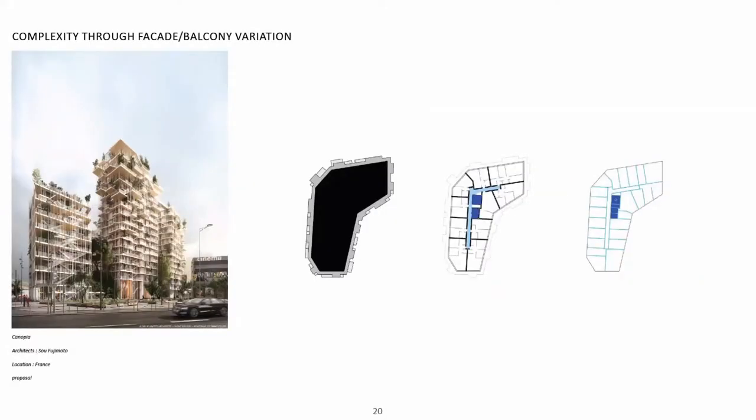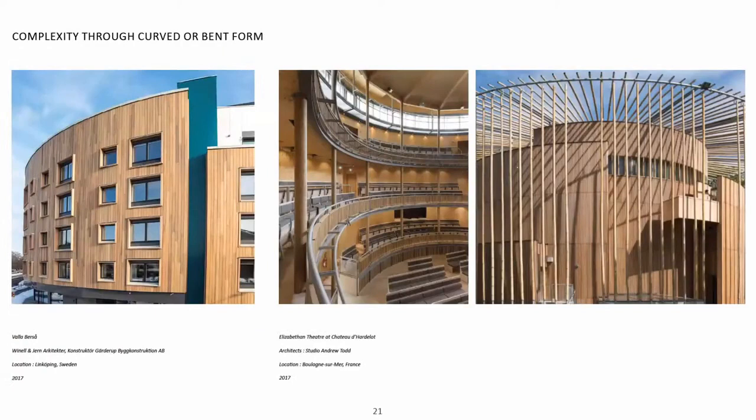Some of the ways that there have been attempts to achieve this kind of fake complexity is either by playing with variation in facade or balcony extrusions, which is very popular, such as you can see here in the Canopia project, but also by bending really simple shapes, such as linear arrays of rooms, like this Valla Versa project, which happens in panel construction more than any other. But we can also see these curved forms of very simple linear panel and column for a theater.